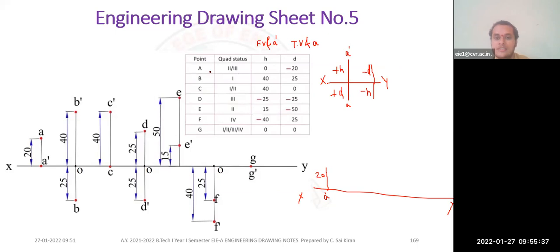So this is point A. In the front view, I have to write this as A dash. In the top view, I have to write this as A. So A is completed.